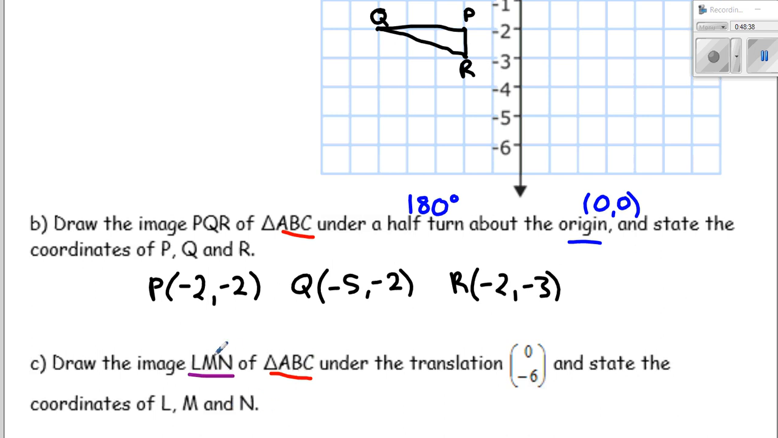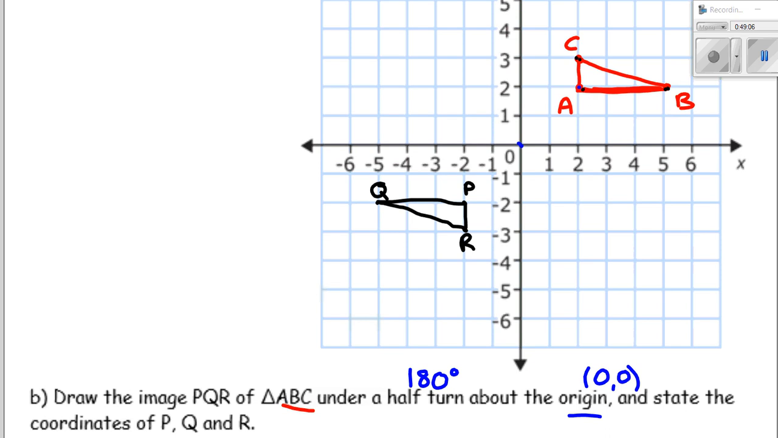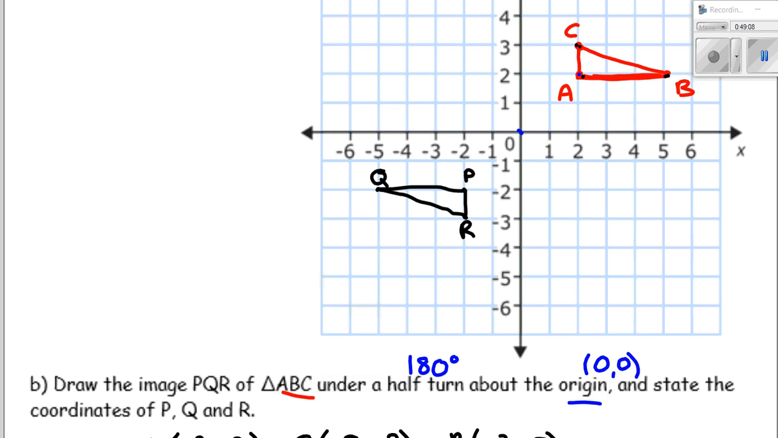So draw the image LMN of ABC under the translation 0, -6. So remember it goes X then Y. So go across none, because it's 0, and vertically, down 6. Across none and down 6. That's what that translation vector is trying to tell us. And state the coordinates L, M, and N. So we have to do that from our red object. Translations are easy.